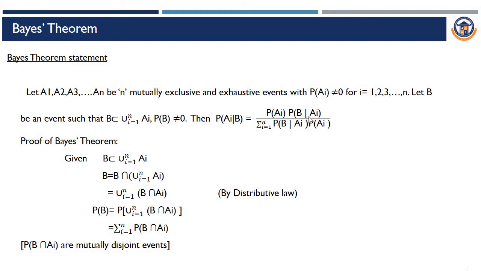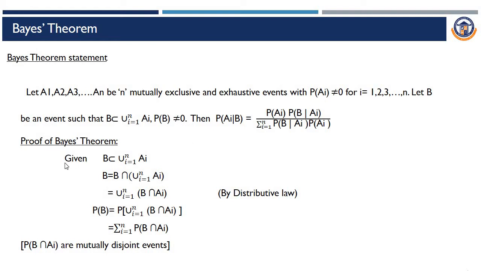So the probability of Ai is not equal to 0 for i equal to 1, 2, 3 and so on to n. Let B be an event such that B is contained in the union of Ai, i equal to 1 to n, and the probability of B is not equal to 0. Then the probability of Ai given B is equal to probability of Ai into probability of B given Ai divided by summation i equal to 1 to n probability of B given Ai into probability of Ai. So now we are going to prove this Bayes' theorem.